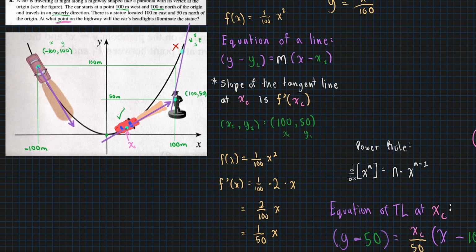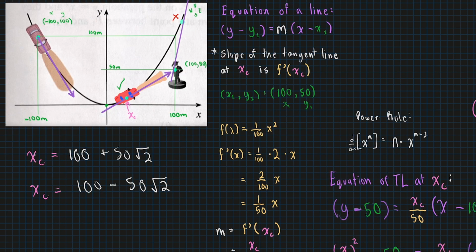So which one is this? Is this 100 plus 50 times square root of 2 or 100 minus 50 times square root of 2? Well, which one is a lower value? Well, it's 100 minus 50 times square root of 2, right? So is x sub c equal to 100 plus 50 times the square root of 2, or is x sub c equal to 100 minus 50 times the square root of 2? Well, this is an x value, right? We have to think about where along our x-axis this point is. Is it at the higher, more positive point, or is it at the lower point?